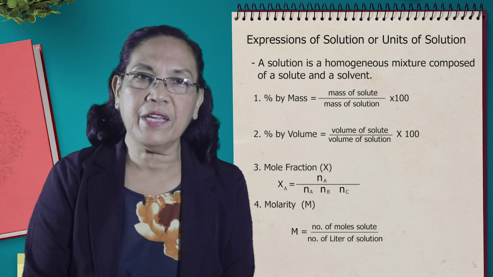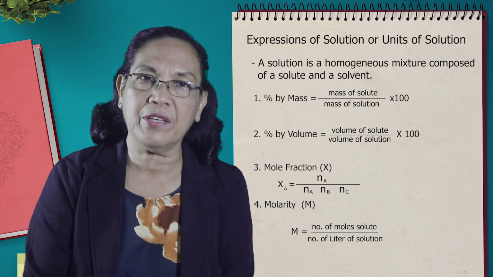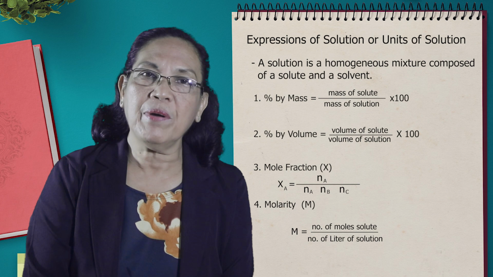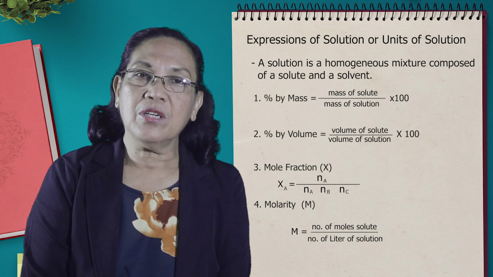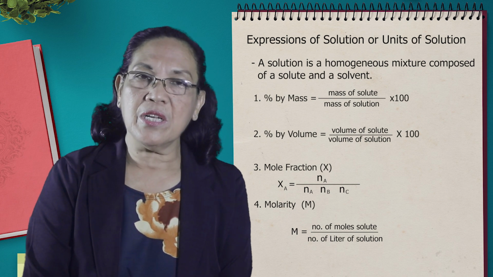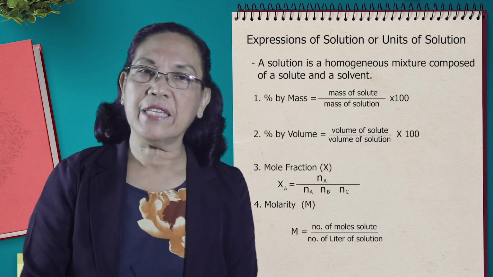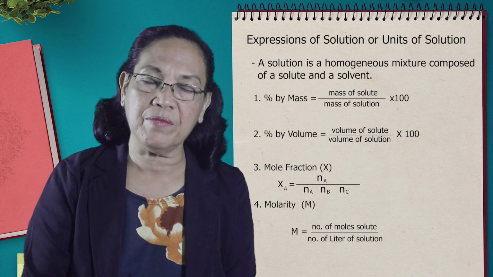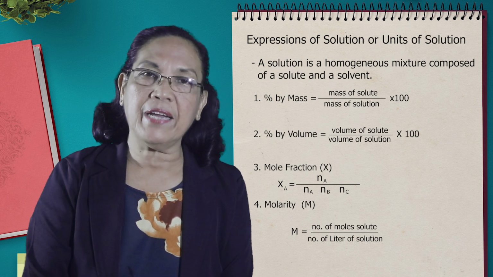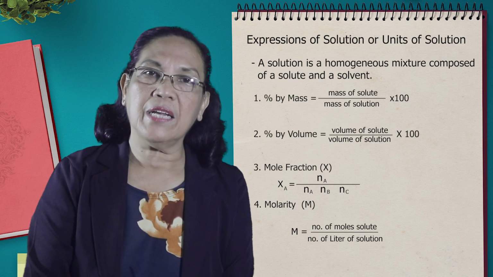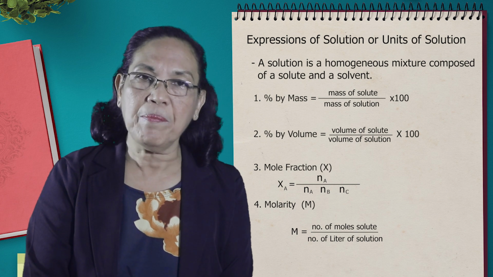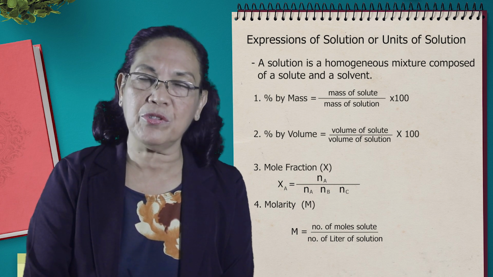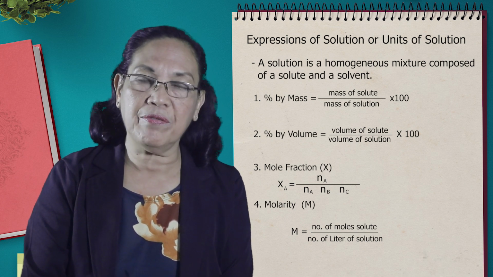So if you are given the number of grams of the solute and the number of liters of solution, what are you going to do first? You have to convert the number of grams of the solute into moles of the solute, then divide it by the number of liters of solution. So simply substitute the values into the given formula.